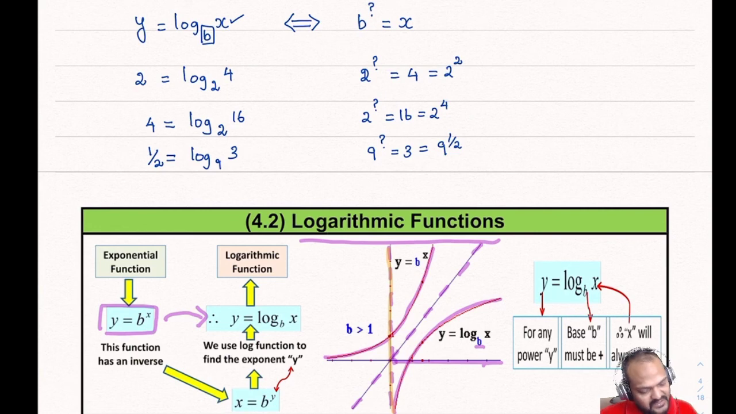So let me again summarize what we have, and then we will look at some important facts about these logarithmic functions. The function that we have is y is equal to log base b of x. X is the input, and x is always going to be positive. B is your base, and b also must be positive. And y could be positive or negative. We will do some examples, and you will know what I mean by that.